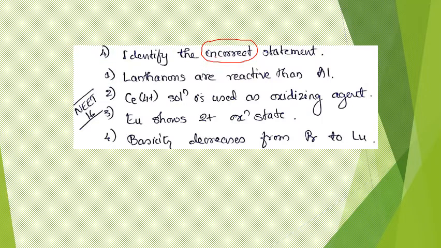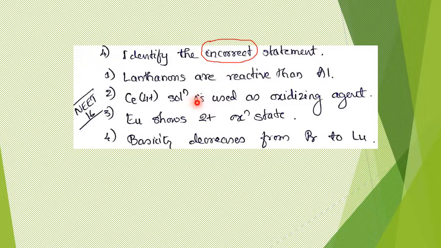Okay, now let us look at the statements one by one. So first one, lanthanoids, the other term is lanthanons, are more reactive than aluminium. About this statement, let us say we do not know anything. In this kind of question, even if we do not know everything, it is possible to answer. Let us not bother about this first statement at this stage. So let us just keep this first statement aside. Let us go ahead with the second statement.